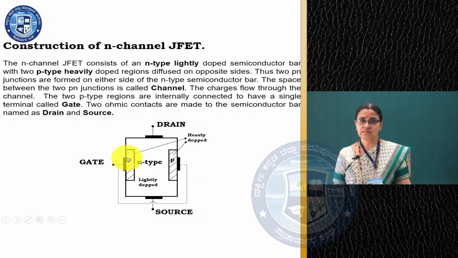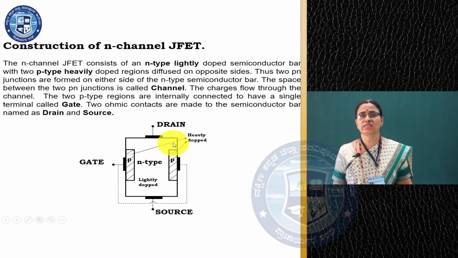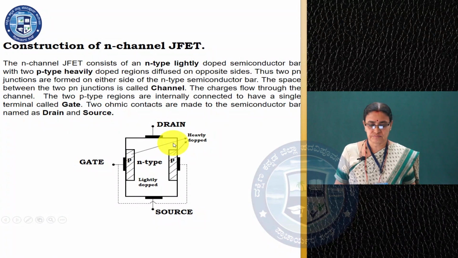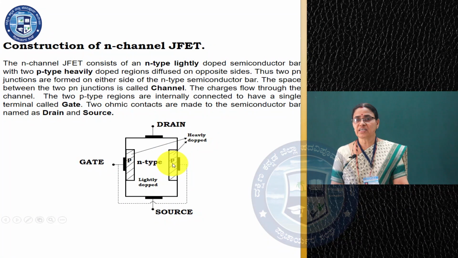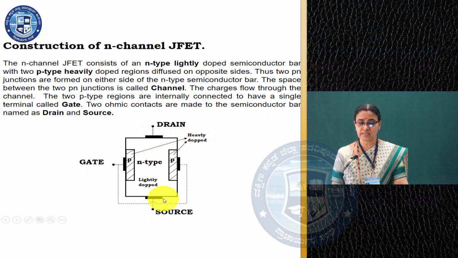Now near the P-type and N-type material, junctions will be formed, that is the 2 PN junctions. So it is called the junction field effect transistor. The 2 P-type materials are connected together. So one terminal is called the gate, and the other ohmic contacts we can take as the drain and source.